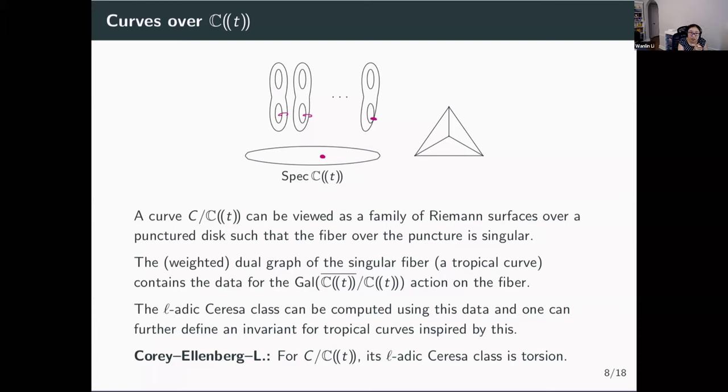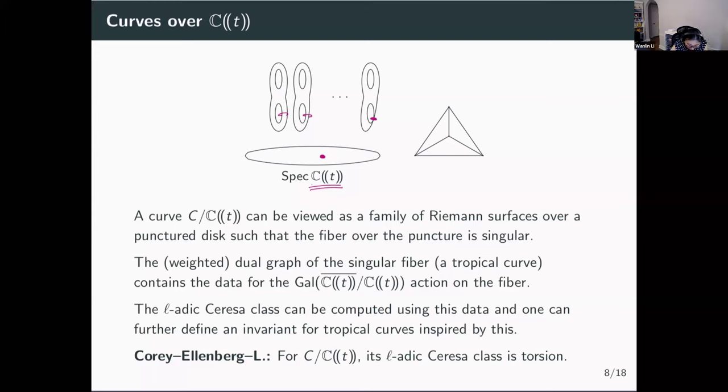Because the absolute Galois group of C((T)) is generated by a single element, it turns out that this single element is given by the Dehn twist around the simple closed loops that get shrunk into a singularity.